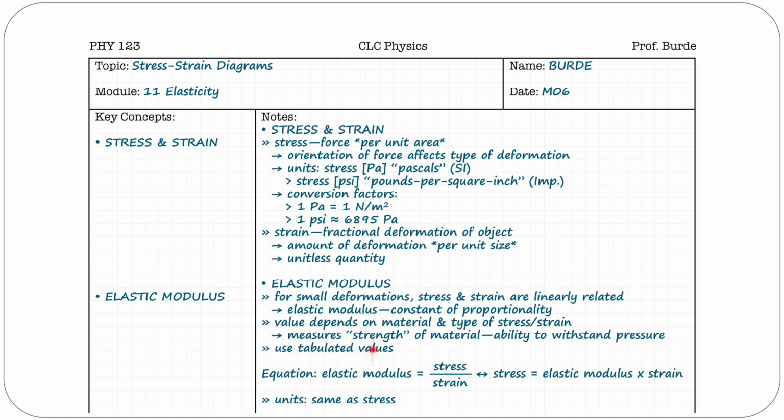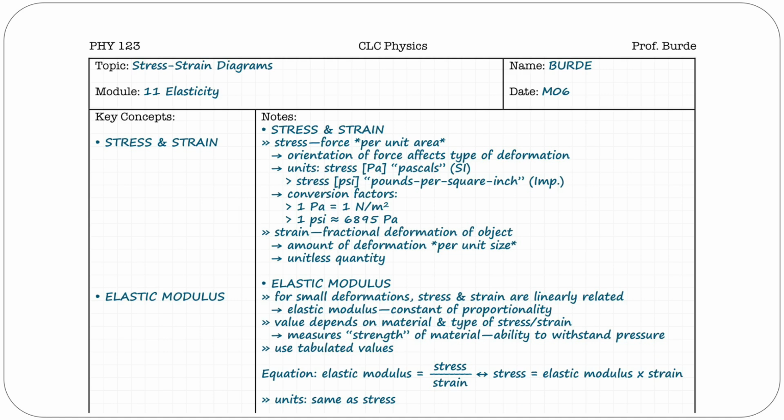You will use tabulated values to find the elastic modulus, or you will calculate it based on stress and strain. These aren't things that you'll have to memorize. But the elastic modulus is the ratio of how much stress is applied to how much strain, how much deformation results from that. So it's a measure of the strength of the material and its ability to withstand that pressure.